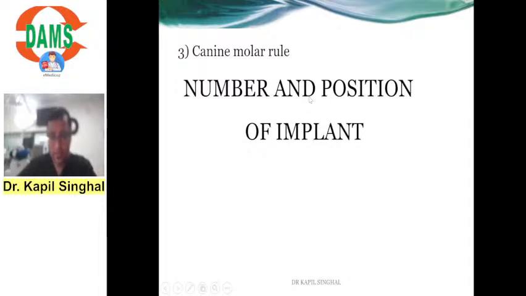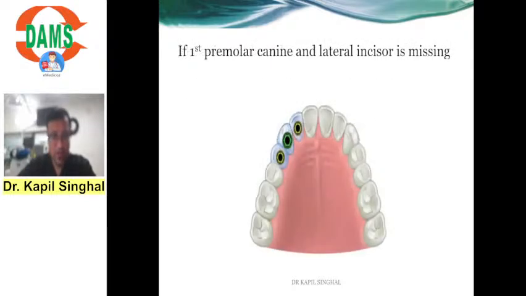The third principle is the canine molar rule, a very important principle. This principle states that whenever a canine or a molar is missing, it should always be replaced by an implant below it. It can never be a pontic or a cantilever. Let's take some examples. They can ask you questions by giving examples. There is a patient with these 4 teeth missing. Tell us the position and the number of implants that are required.